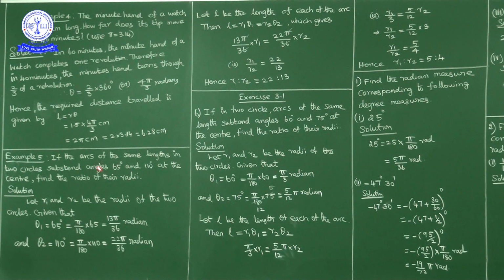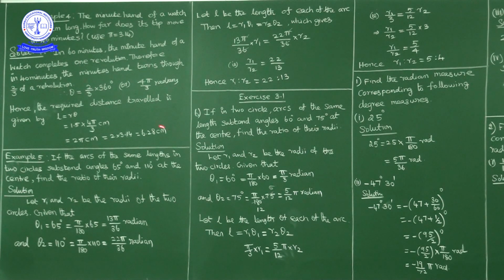Now first angle is what? Theta 1 is 65 degrees. To use the formula L is equal to r theta, theta has to be in terms of radians. Now 65 degrees in terms of radian: pi by 180 into 65, because 180 degrees is equal to pi radians, so 1 degree is equal to pi by 180 radians. If you cancel 5, we get 13 pi upon 36 radians. Theta 1 is 13 pi upon 36 radians.